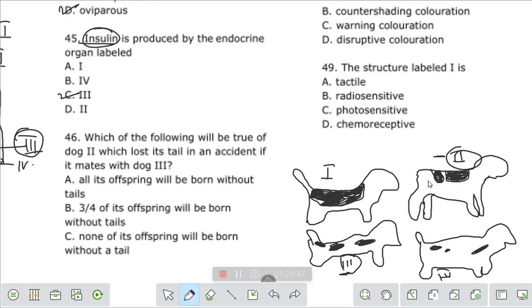So the answer will be none of its offspring will be born without tail. All of them will have complete tail, because this tail that is removed by accident doesn't mean that the dog does not have tail originally. It is because of the accident that the dog has lost it. So it will not affect the genetic composition of the offspring. So that's just the main thing.